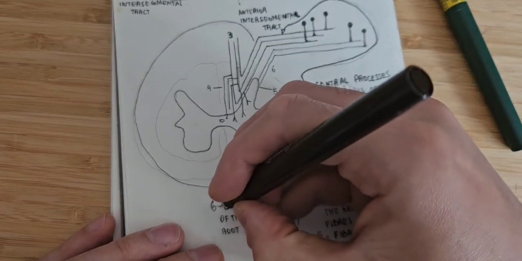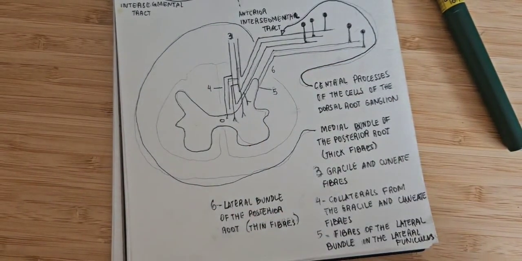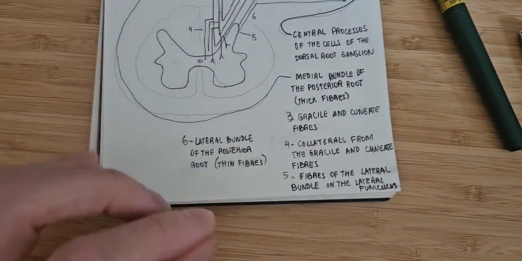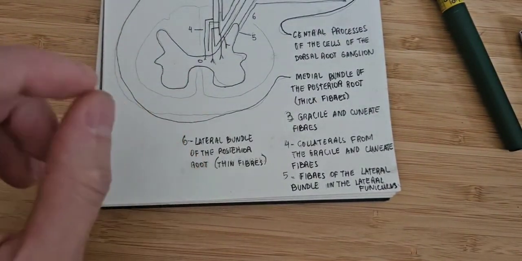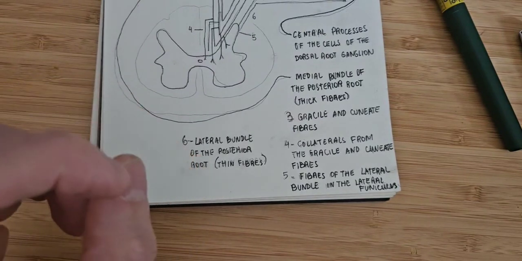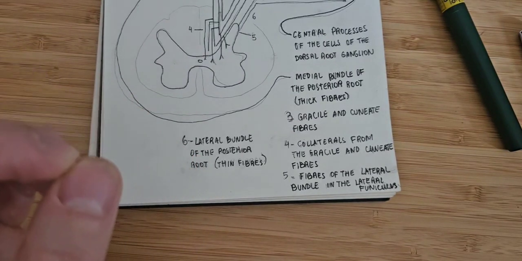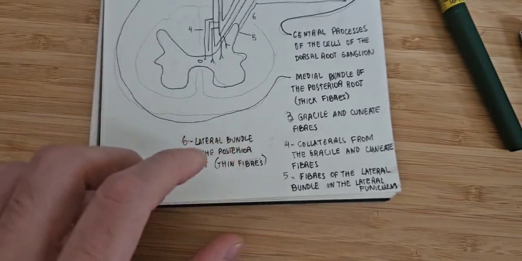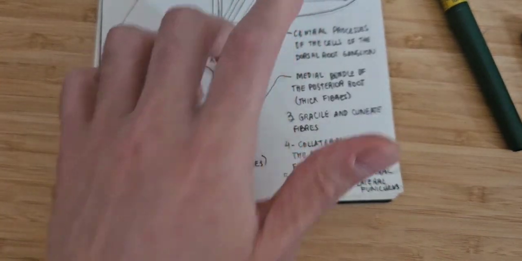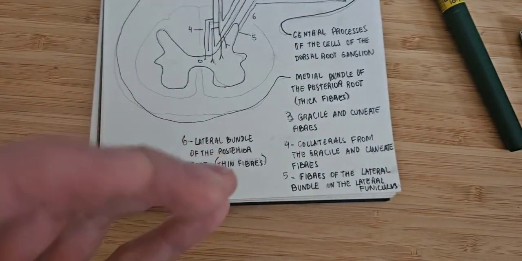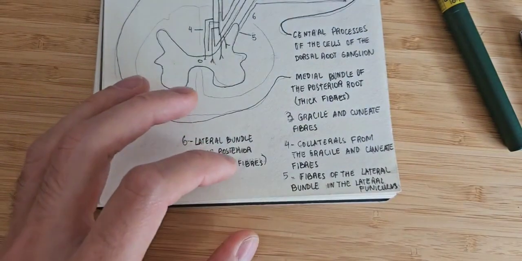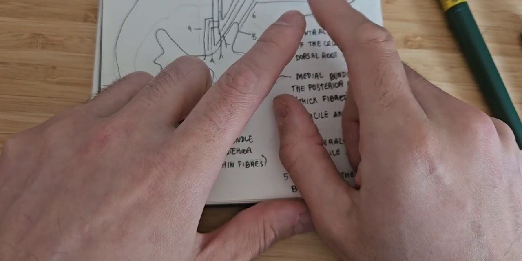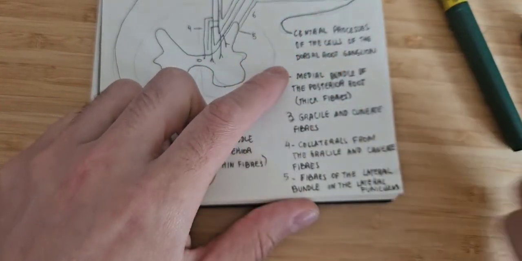Okay, and this lateral bundle is mainly composed of smaller and unmyelinated or thinly myelinated fibers that transmit pain and temperature sensations, and these fibers are more susceptible to injury and degeneration, especially noticed in conditions such as peripheral neuropathy.